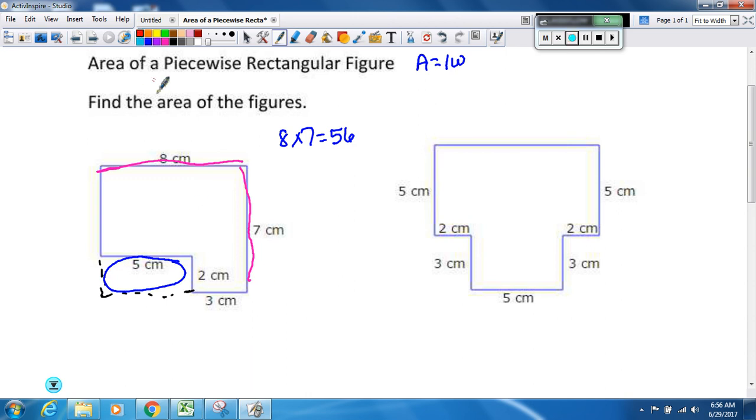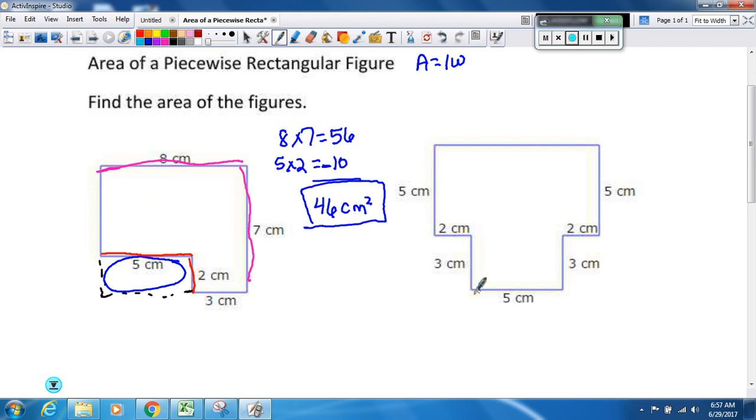So you have to find the area of that rectangle, which they gave you the length and the width. So 5 times 2, 10. And because it's a hole, it's cut out of the original rectangle, you have to subtract that. So 56 take away 10 is 46. Now area is always squared, so that's centimeters squared. So that's the answer to this first one, 46 centimeters squared.